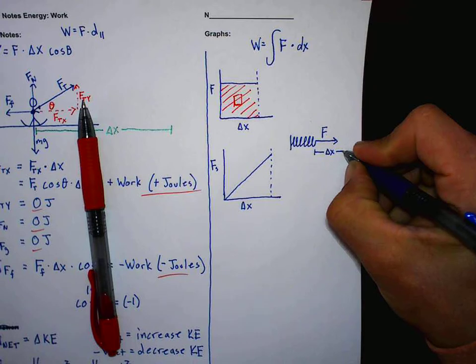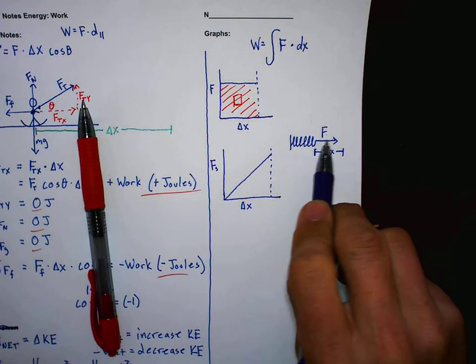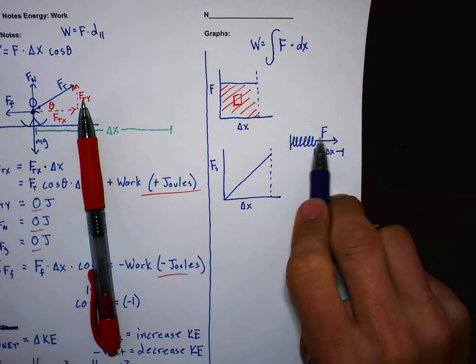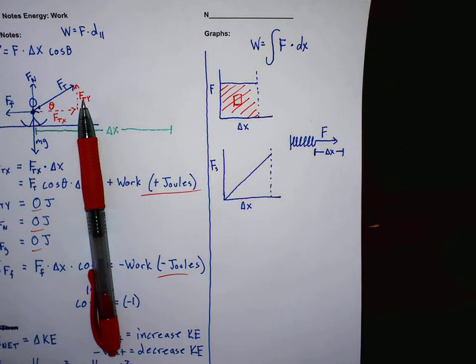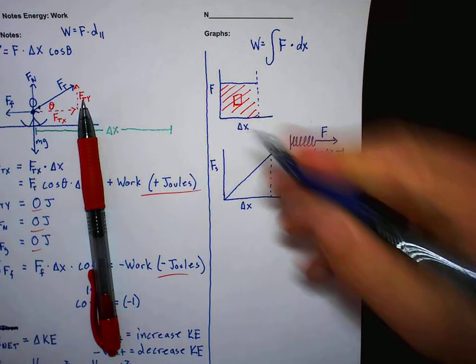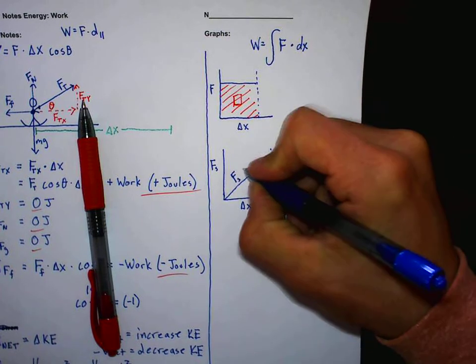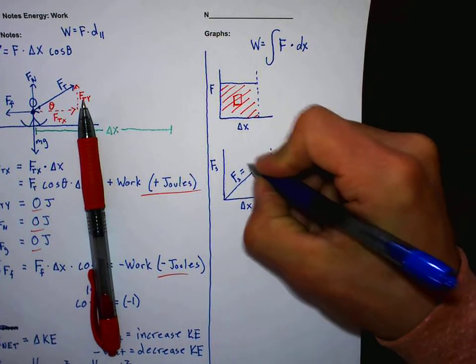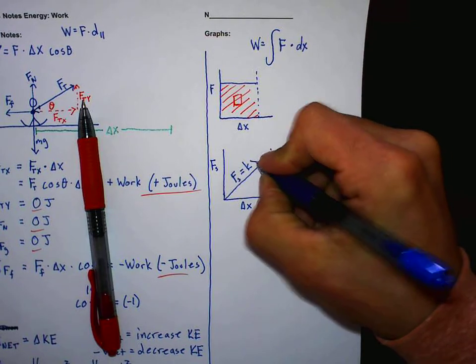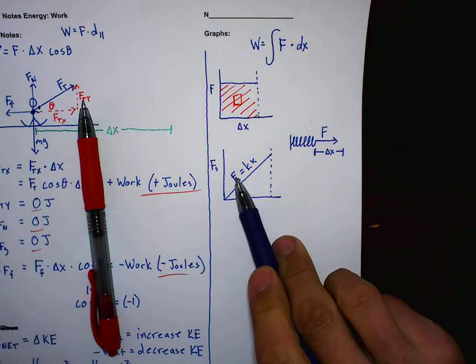And the thing with springs is the force isn't constant. So as we apply this force, the spring will pull back harder and harder the more we stretch it. Okay, and that produces a changing force graph like this. Now, you may remember that the force of the spring, Fs equals kx. That is the equation of this line.